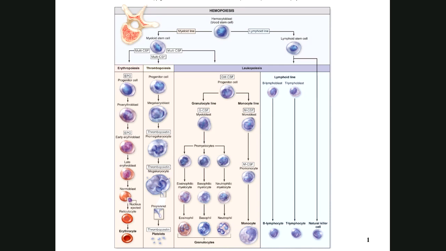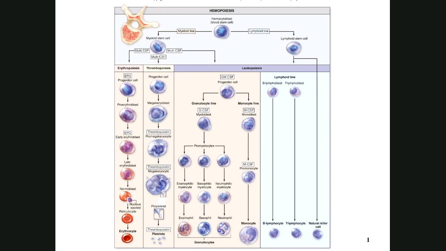On the myeloid stem cell line, we have our granulocytes and monocytes. And what comes from the lymphoid line with the lymphoid stem cells are our B lymphocytes, our T lymphocytes, and our natural killer cells.